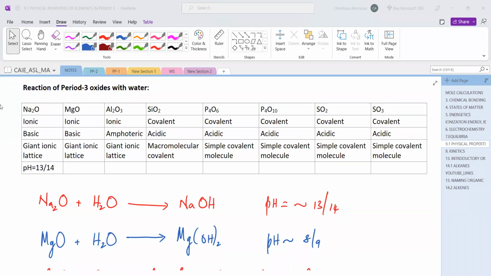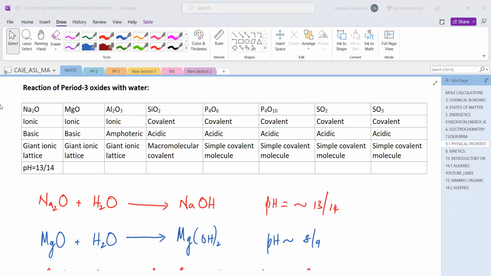Hello and welcome to this series of lectures on the reactions of period 3 elements. The next one is the reaction of the oxides of period 3 with water.